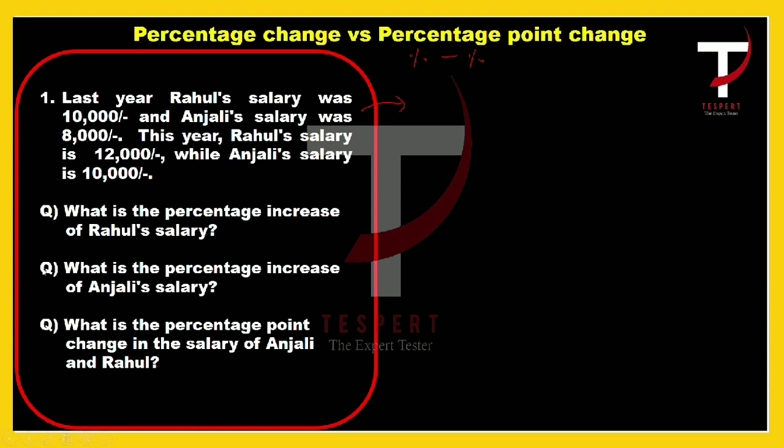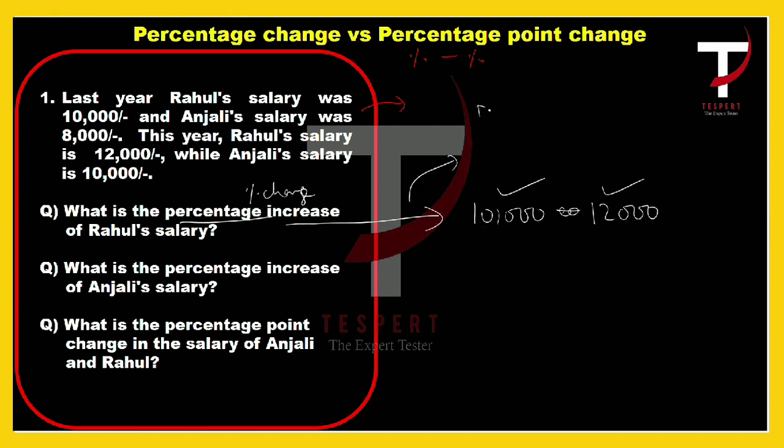Last year Rahul's salary was 10,000. Anjali's salary was 8,000. This year Rahul's salary is 12,000 while Anjali's salary is 10,000. So what is the percentage increase of Rahul's salary? Last year Rahul's salary was 10,000 rupees and this year it is 12,000 rupees. So we need to find the difference. This is last year's salary, this is this year's current salary. To calculate the percentage increase, that is the percentage change, we must calculate the difference, right?